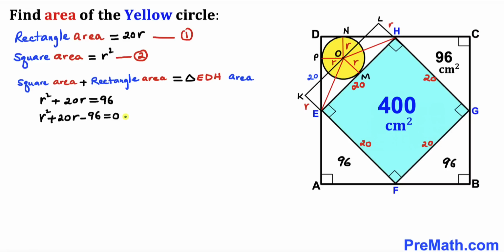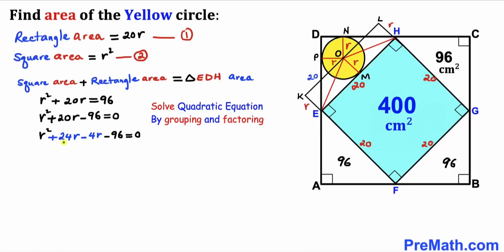Now let's go ahead and move 96 on the left hand side. As you can see in this next step, I have moved this 96 on the left hand side. And now we can see that this is our quadratic equation and we are going to solve it by grouping and factoring. So let's focus on this middle part. 20r could be written as 24r minus 4r. As you can see in this next step, I have replaced this 20r by 24r minus 4r.